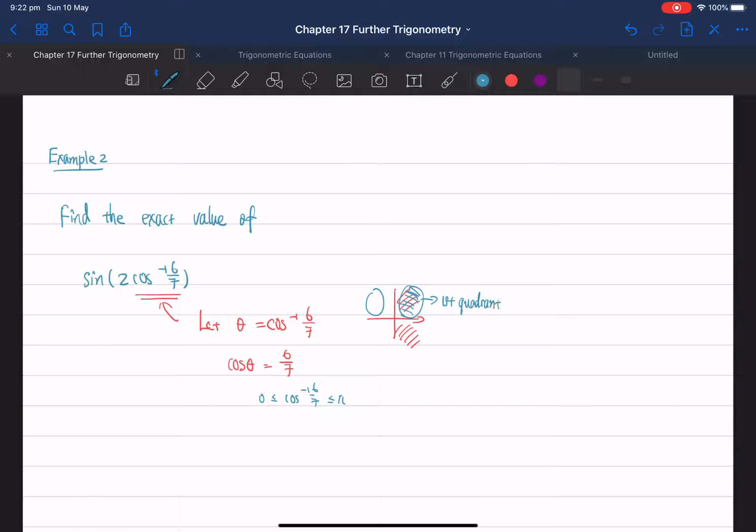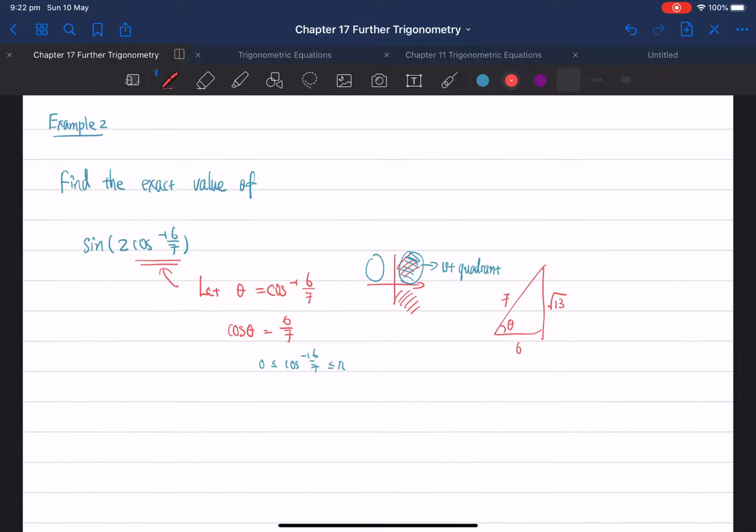All right, so that's the first quadrant angle, and then you can set up your right angle triangle because you do need that information to do the later calculation. Cosine is adjacent over hypotenuse, 6 over 7. So we can do the calculation to work out the next side using Pythagoras, okay? So that gives you square root of 13.